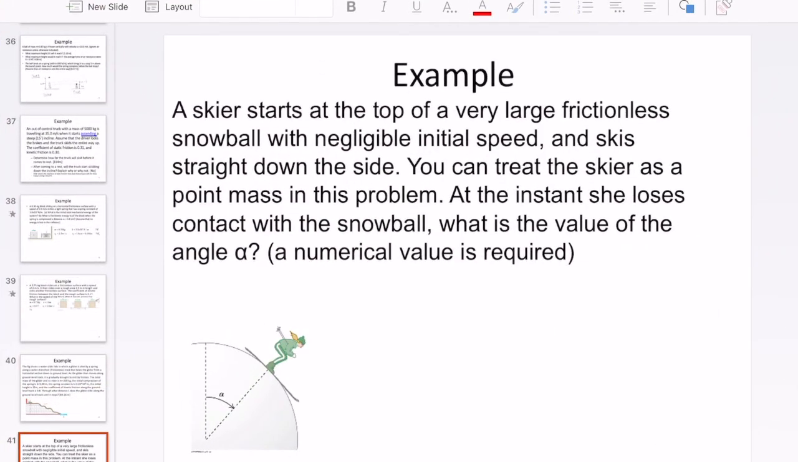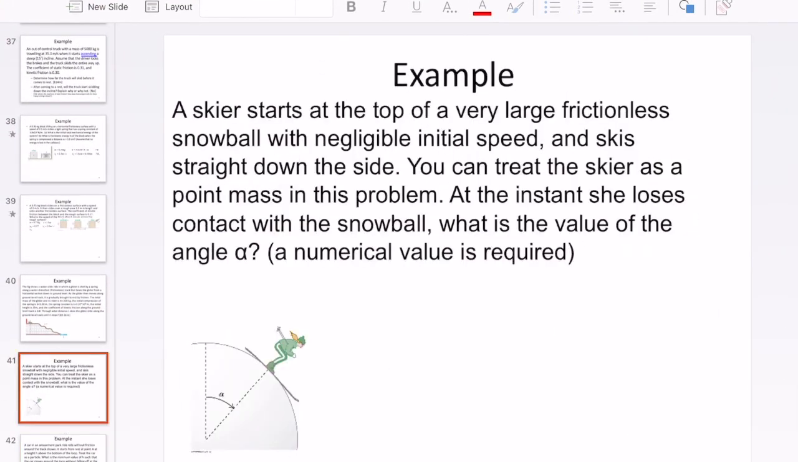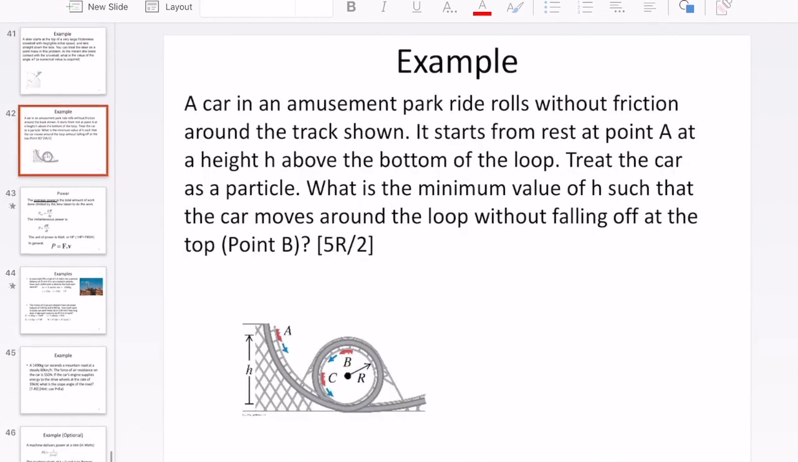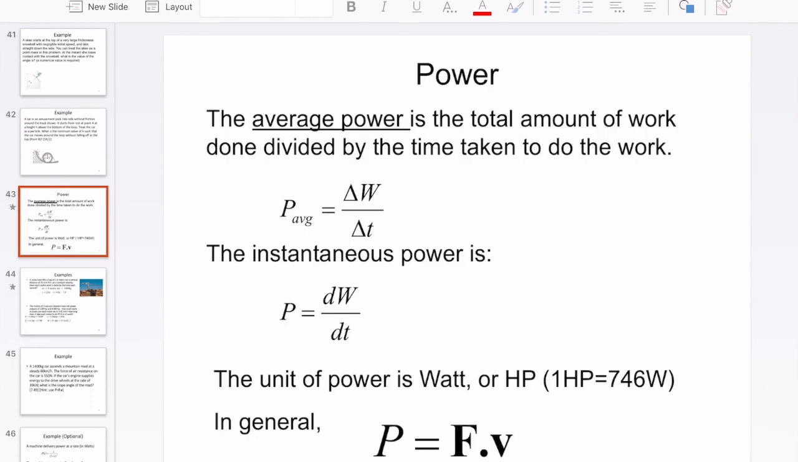So the next slide has a very similar problem. So we did this one. This one is very, very similar. So I would recommend trying this on your own. And okay, so that concludes all the examples that I had on the PowerPoint concerning energy conservation.